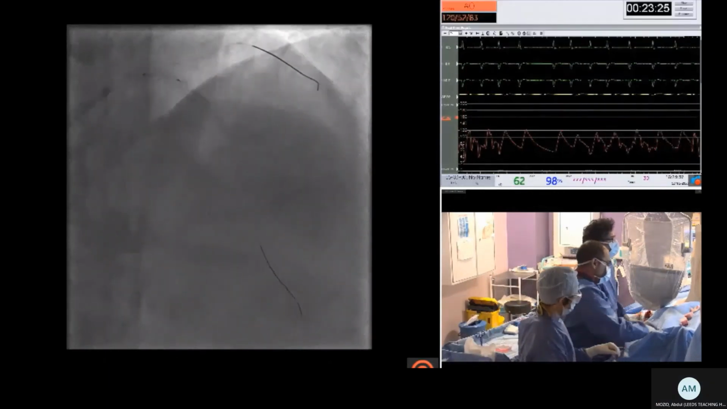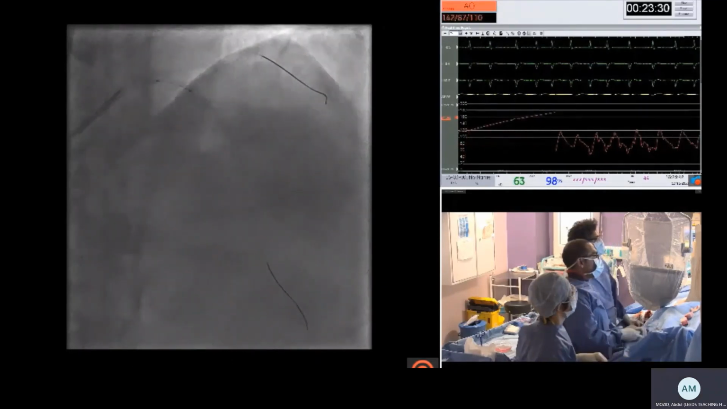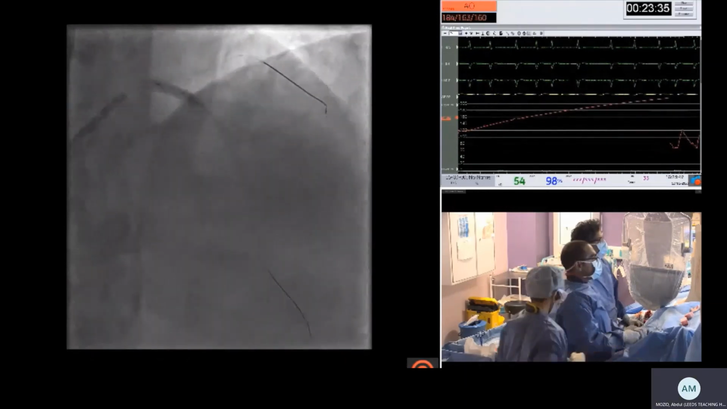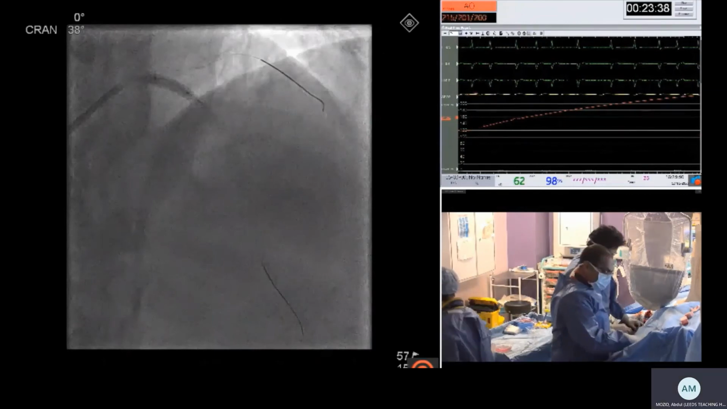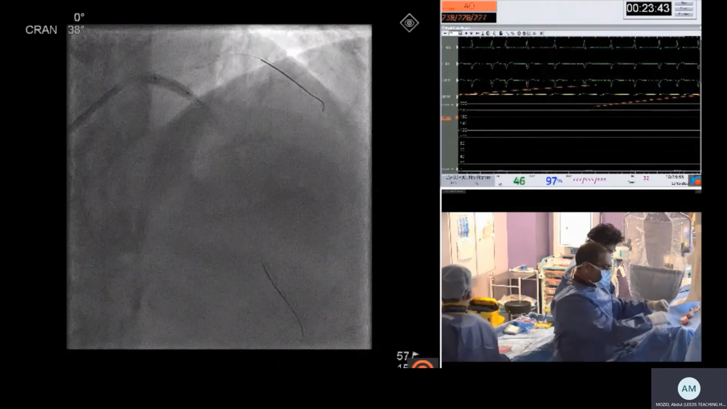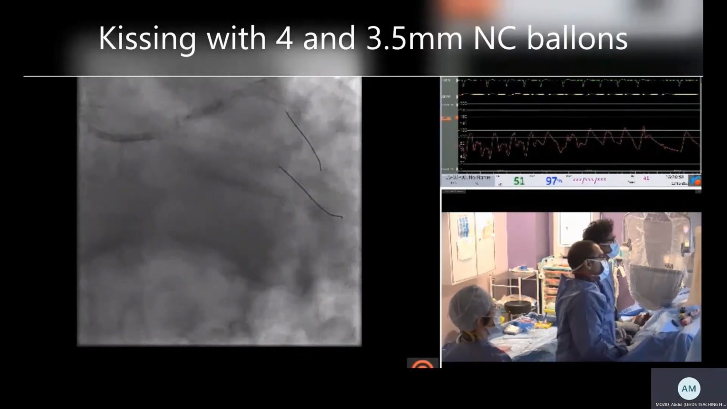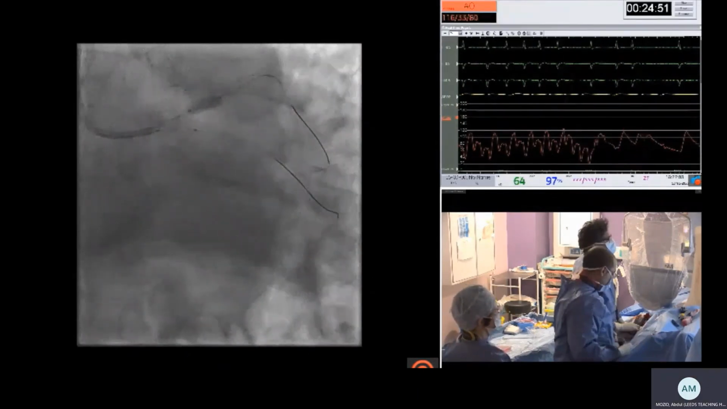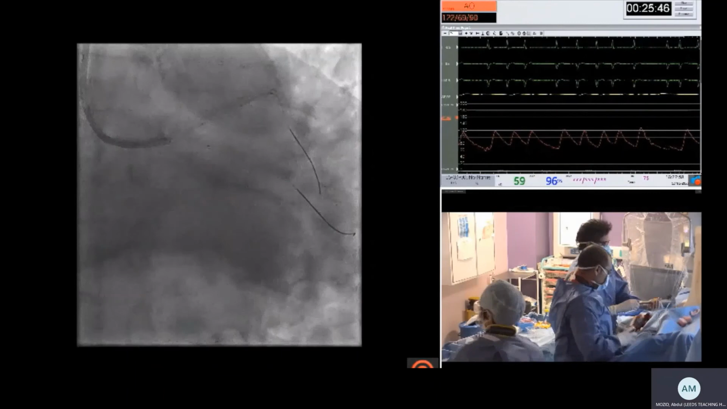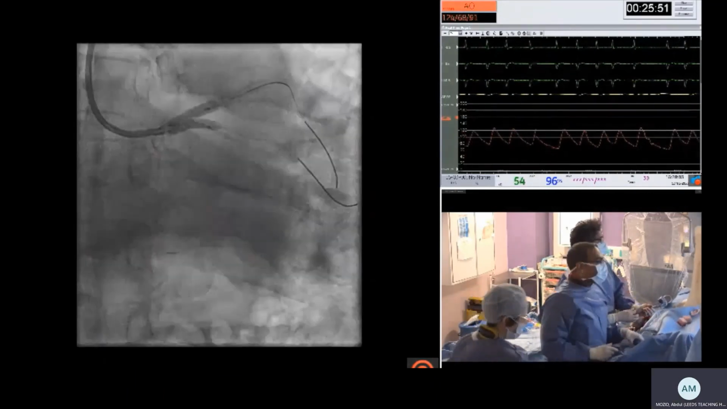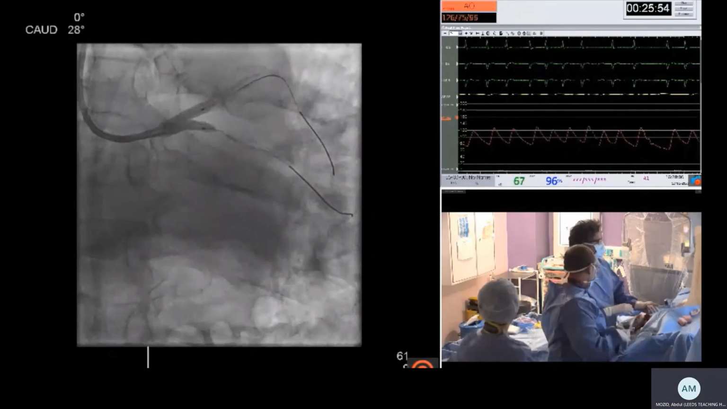So here's a 4mm NC balloon proximal to the diagonal, post dilation at 20 atmospheres. We then performed kissing balloon inflation with the 4mm NC balloon in the LAD and a 3.5mm NC balloon in the circumflex. So here we are doing the kissing balloon inflations with excellent expansion of both balloons.